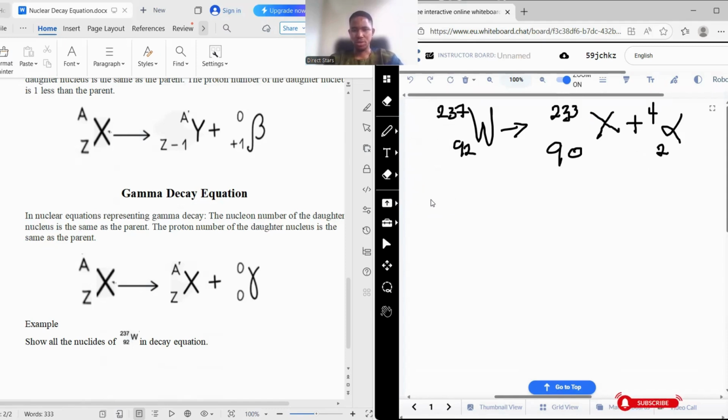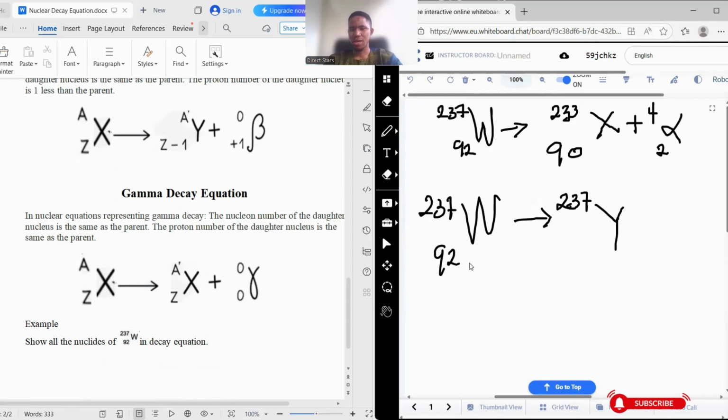What about beta minus? To go to beta minus, we have 237, 92, W. That will give us, in beta minus, the mass number remains the same. So we still have 237. Then we have the daughter nucleus, and in beta minus the proton number gets an addition of 1, that is 93. Then we have beta minus. That's it for beta minus.